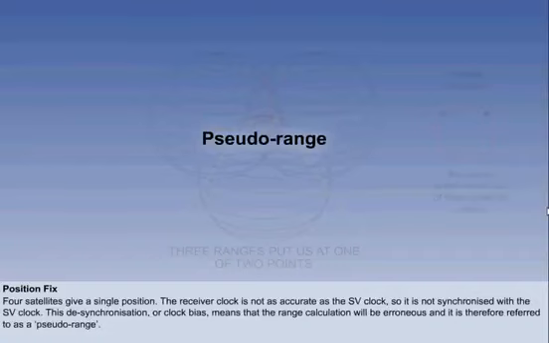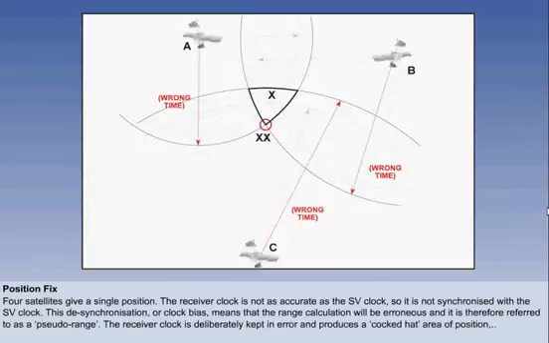As we said earlier, the receiver clock is not as accurate as the SV clock. Therefore, it is unlikely to be perfectly synchronized with it. This desynchronization, or clock bias, means that the range calculation will be erroneous, which is why it is referred to as a pseudo-range. The receiver clock is deliberately kept in error by a small factor to ensure that the correction process can only go in one direction.